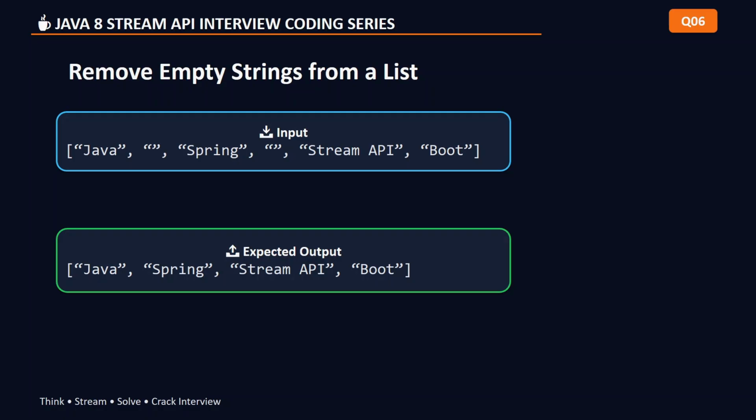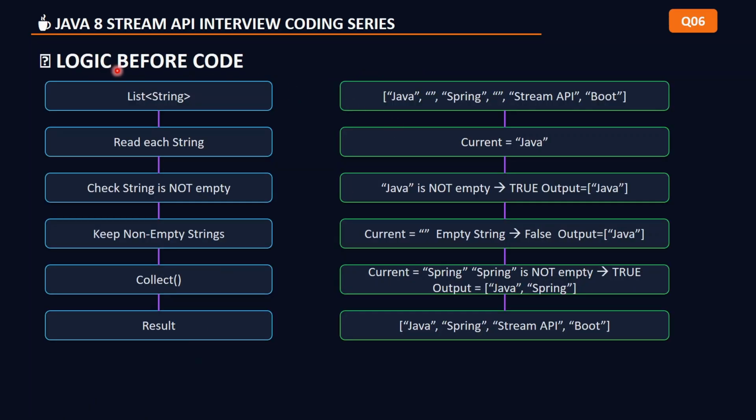This is the sixth question of the series, and the question is: remove empty strings from the list. Here is the expected input: Java, empty string, Spring, empty string, Stream API and boot. And the expected output is Java, Spring, Stream API and boot. Before we move into the coding section of the video, let's first see the thinking approach of the code. So let's get started.